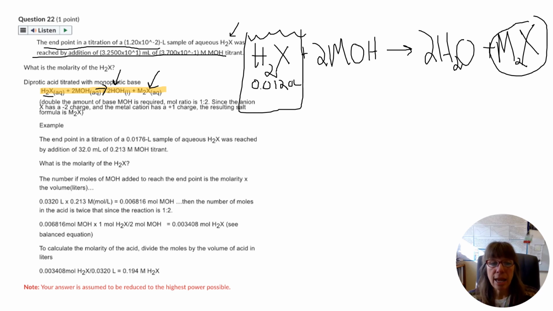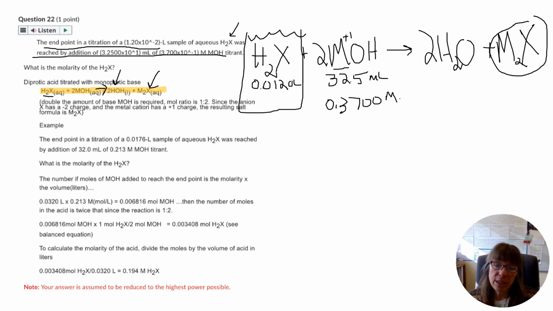Was reached. Now we had to add. So we added so many milliliters. How many milliliters? It looks like 32.5 milliliters of a certain molarity of sodium hydroxide. And it looks like it's 0.3700 molar. It's not sodium hydroxide, it's M. This M could be potassium, it could be lithium, it could be sodium, it could be many different hydroxides, as long as it's monovalent, which would be +1.